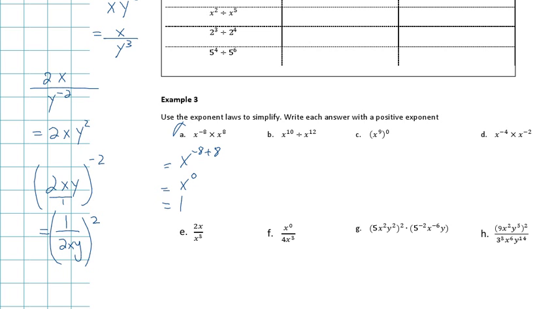Now, always your answer has to be with a positive exponent. You can't leave a negative exponent at the end. So let's look at the next one. I'm dividing x to the power of 10 by x to the power of 12. So I subtract my exponent, right? So that's x to the power of negative 2. Can I leave a negative 2? It will be like 1 over x squared.